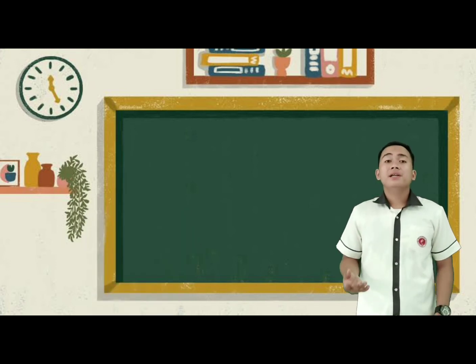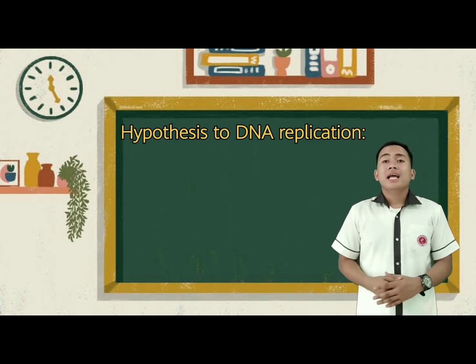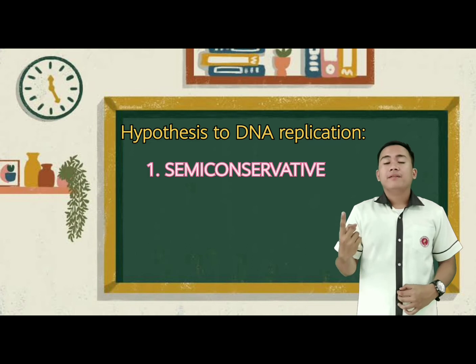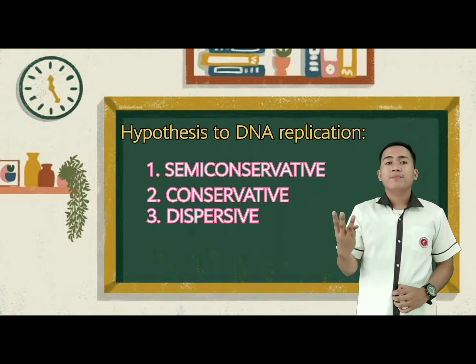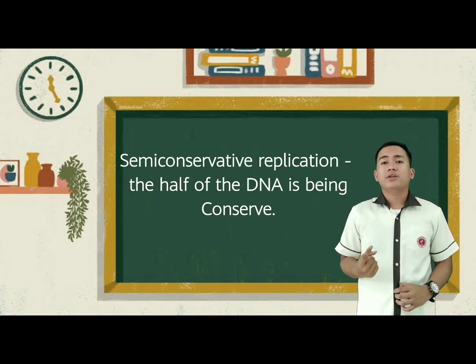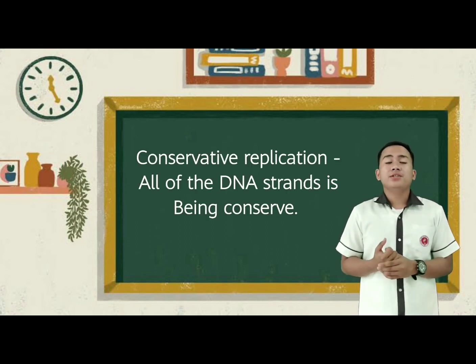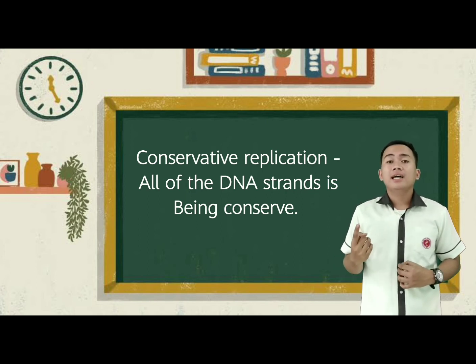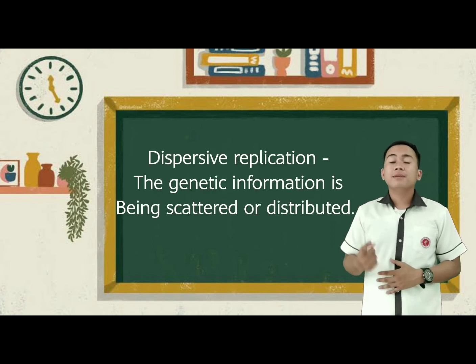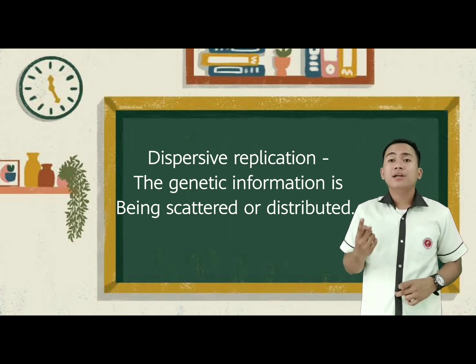Anyway, class, there are 3 hypotheses to DNA replication. The first one is it is semi-conservative. The other one is conservative. And the last one is dispersive. In semi-conservative replication, it states that half of the DNA is being conserved. While in conservative replication, from the word itself, it conserves all the strands of the DNA. While in dispersive replication, the genetic information is being scattered or distributed.